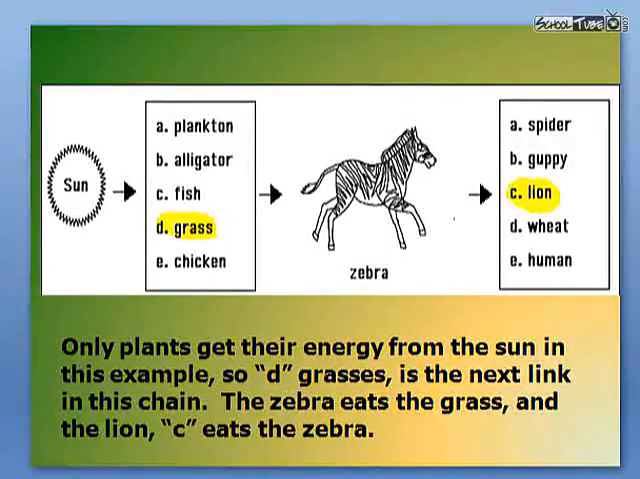Let's check your answer. Only plants get their energy from the sun in this example. So D, grasses, is the next link in the chain. The zebra eats the grass, and the lion, C, eats the zebra. Did you get it right? I bet you did.